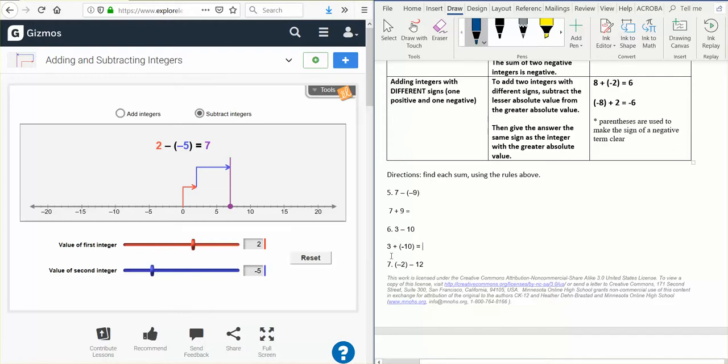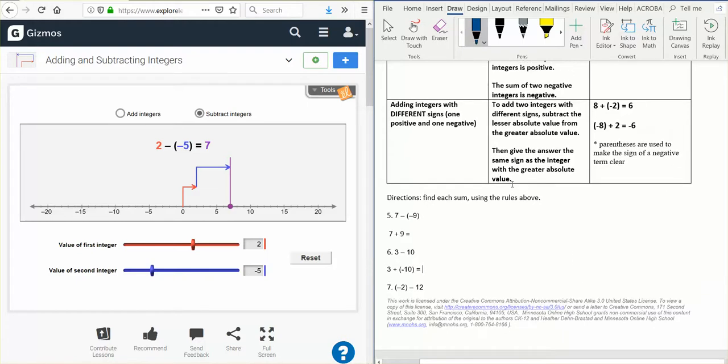Now to add 3 plus negative 10, you have to use this rule. They have different signs, and it says to add integers with different signs, subtract the absolute values. So that would be 10 minus 3, and then take the sign of the integer with the larger absolute value. So the negative 10 has the larger absolute value, so this will end up being a negative number.